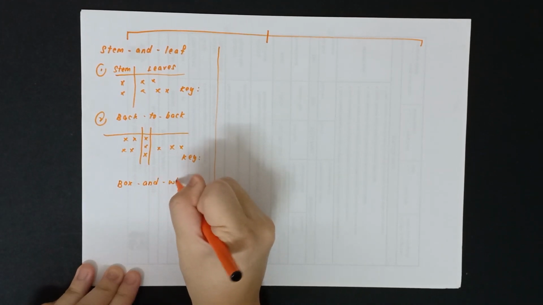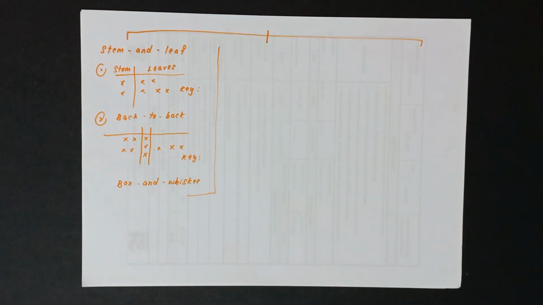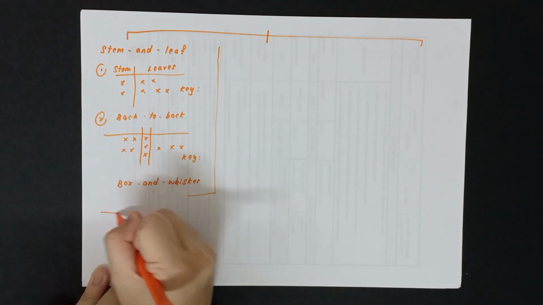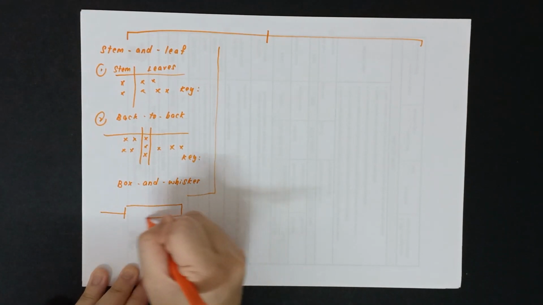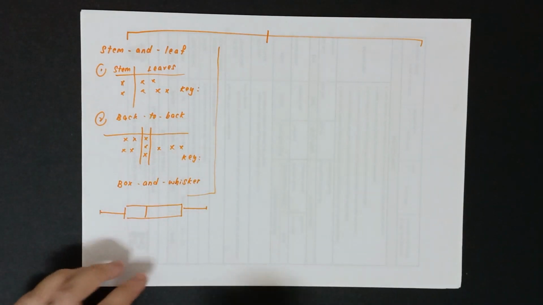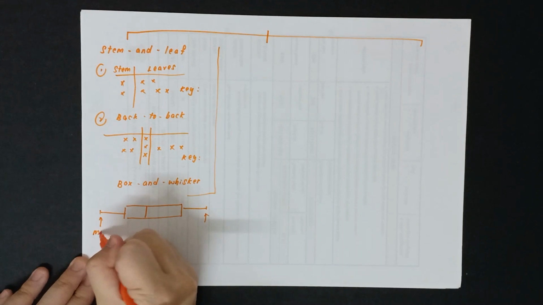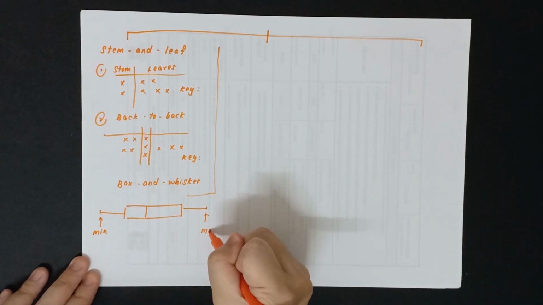Okay, so for box and whisker, it does not tell you the exact value of your data. It only tells you some special measure about your data. So your box and whisker will look something like this. I just simply draw it. The front and the end mean the minimum value and the maximum value.